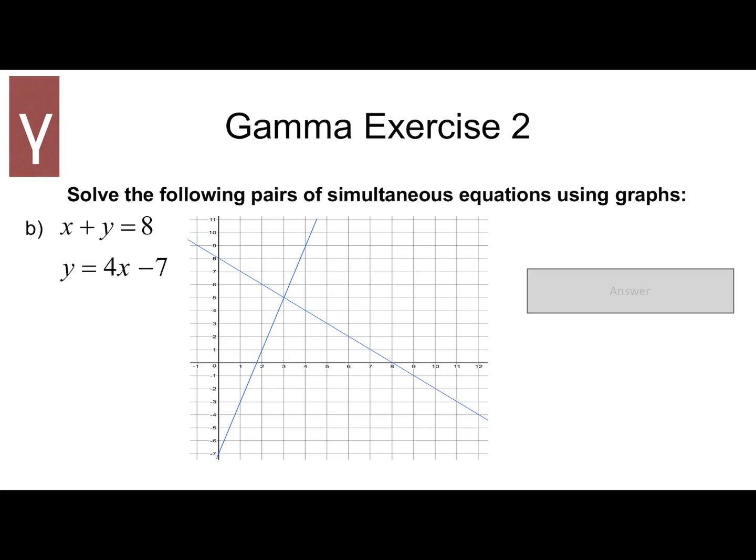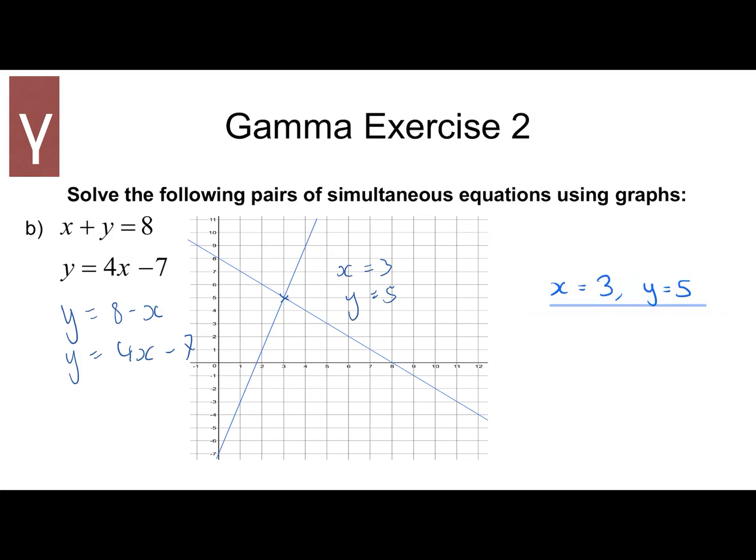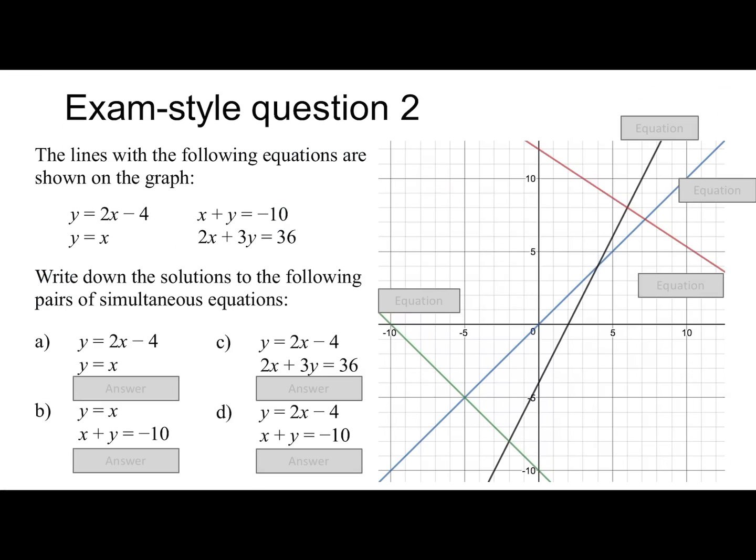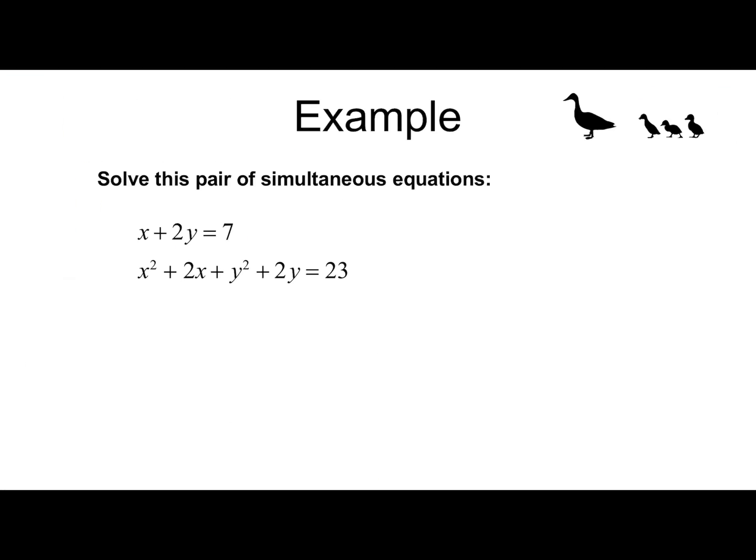You might get something like this. If you're going to plot these in your calculator, you need to make sure y is the subject for each one. So in your calculator, you'll do y is equal to 8 minus x, and y is equal to 4x minus 7. Plot them and look for the intersection. So the solution is when x equals 3, y equals 5. That should be easy.